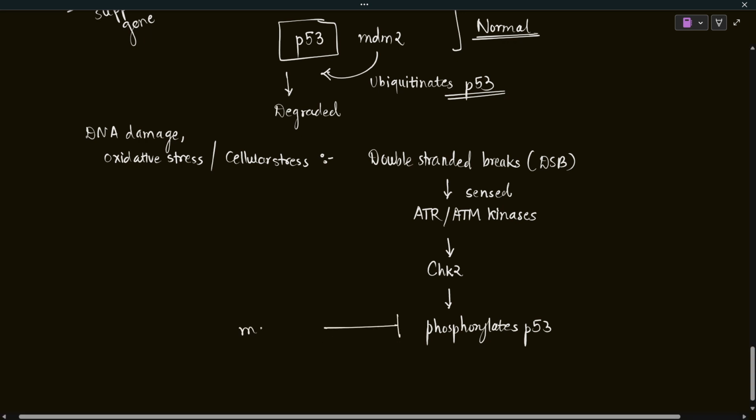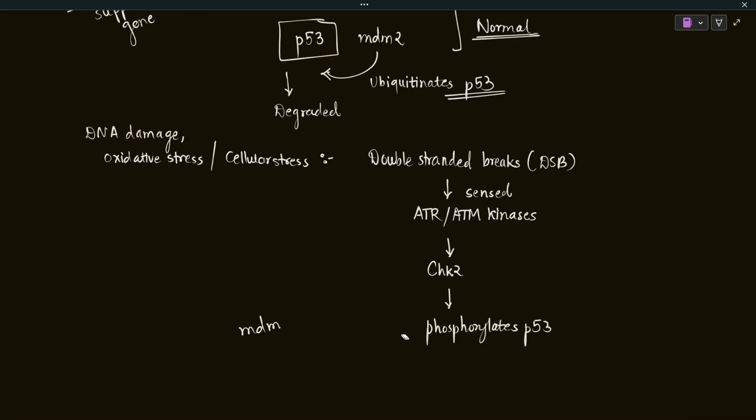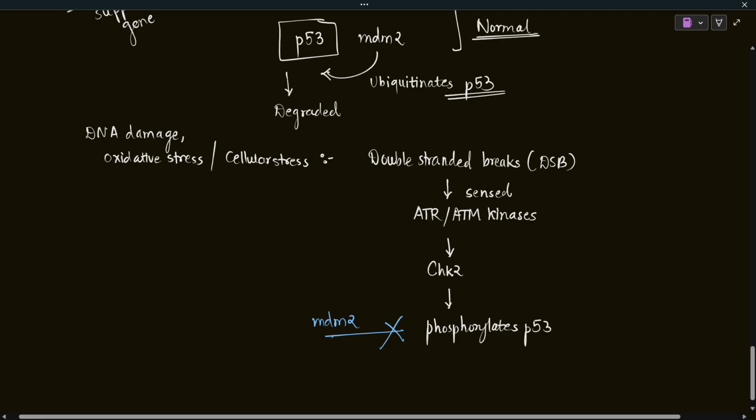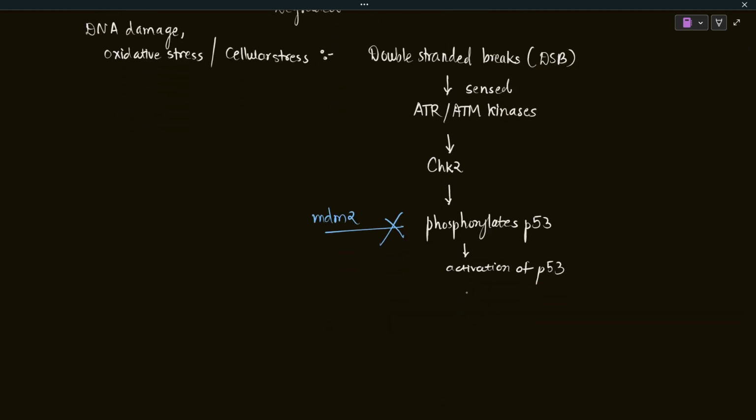Due to phosphorylation of p53, the MDM2 protein cannot work. It cannot recognize the p53. It can only recognize the hypophosphorylated p53. So once the phosphate group is added on p53, MDM2 cannot ubiquitinate it, and there will be no degradation of p53. So we can say that p53 is activated due to phosphorylation. This activated p53 is going to lead to certain cellular responses.